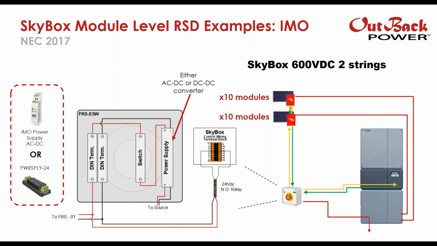A closed circuit signals to the SkyBox that the solar should be on. This logic can be used to integrate third-party rapid shutdown devices. So with the IMOFire Raptor, just like previously, the removal of 24 volts DC from the FRS-01, which you'll see here, will initiate the rapid shutdown. So the same 24 volts powering the FRS-01 can be used to power a dry contact that can be used to signal to SkyBox as well. So yeah, and then here you can see you could use either an AC to DC or a DC to DC converter, and I have that shown here on the left hand side. This is the AC to DC converter that you can get from IMO, and then the power supply that you can get from us.